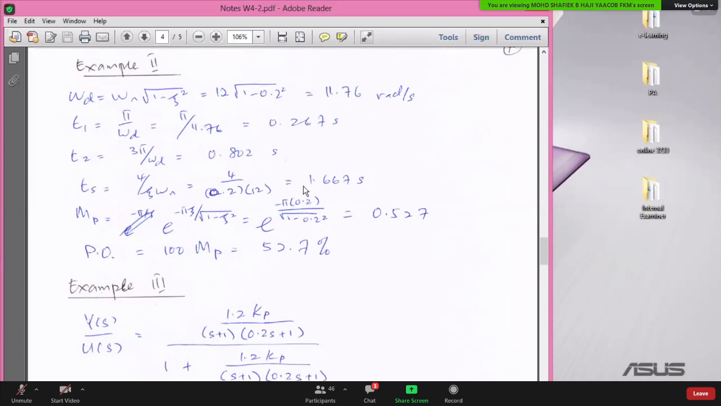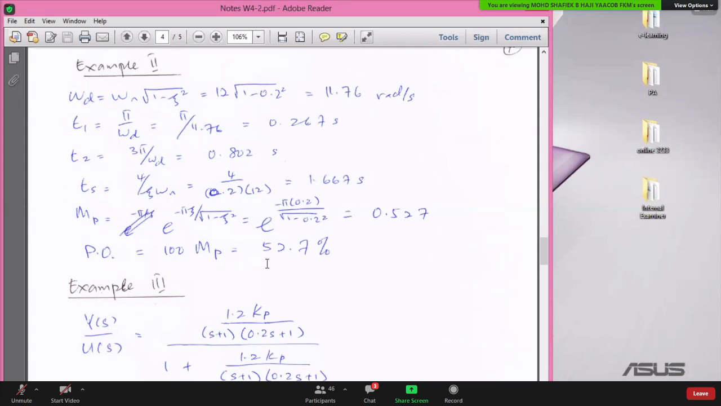Settling time is going to settle after 1.667 seconds. The overshoot here is 0.527, and the percent overshoot is 52.7%. So this is a very large overshoot, over 50%. You can see whether this is satisfactory or not, depending on the specific control system. But in this case, it looks like the percent overshoot is too large.